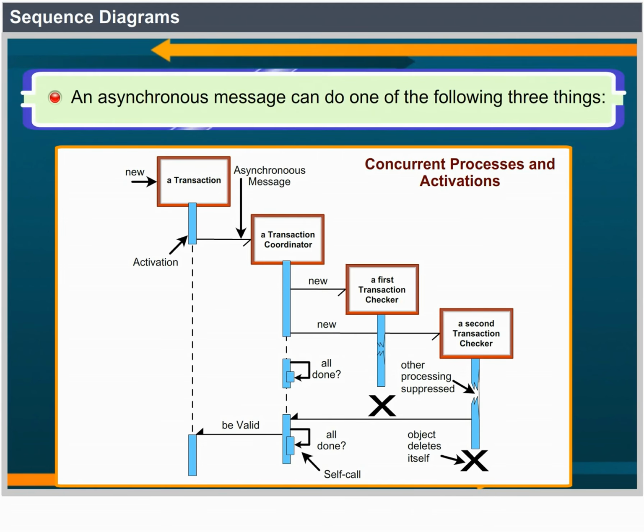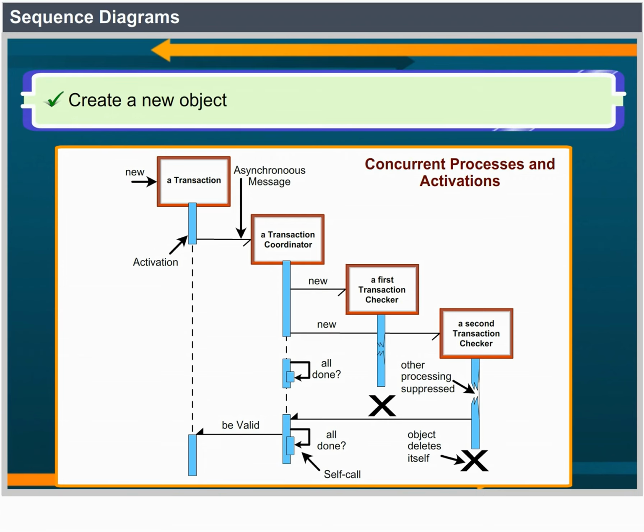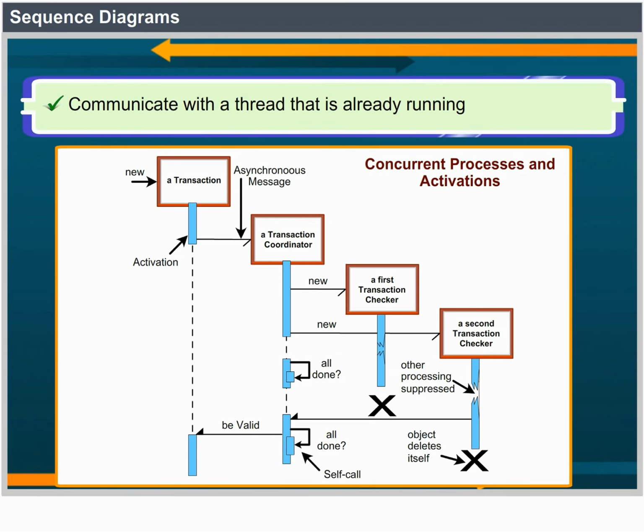An asynchronous message can do one of the following three things: create a new thread, in which case it links to the top of an activation; create a new object; or communicate with a thread that is already running. Object deletion is shown with a big X.